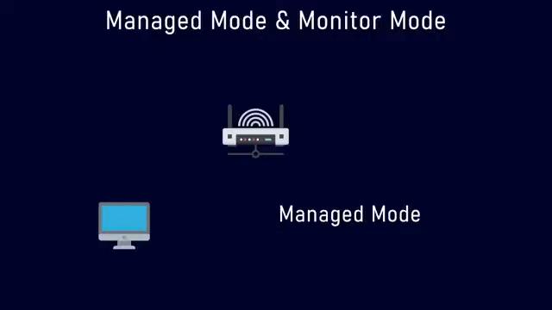In managed mode, also known as normal mode, the wireless network adapter is used for standard tasks such as connecting to Wi-Fi networks, accessing the internet, and utilizing other network resources. Monitor mode, on the other hand, is entirely different.